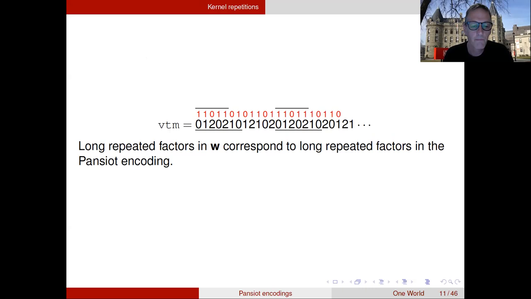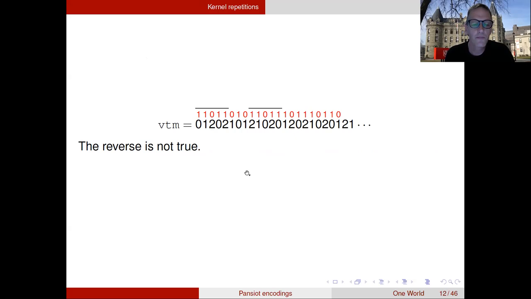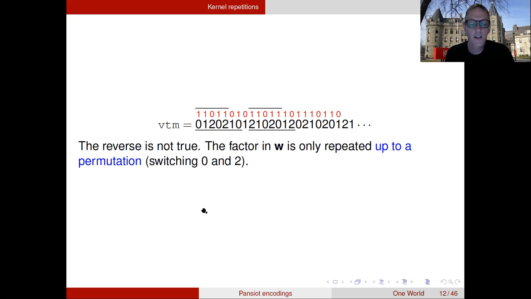However, this doesn't go backwards. If I look here, I have two repeated factors in the Pansiot encoding. So I have 11011, and over here I have 11011. However, the corresponding words in VTM are different. I have 0120210, and I have 2102012. So the factor in W here is only repeated up to a permutation. I've switched the 0 and the 2.